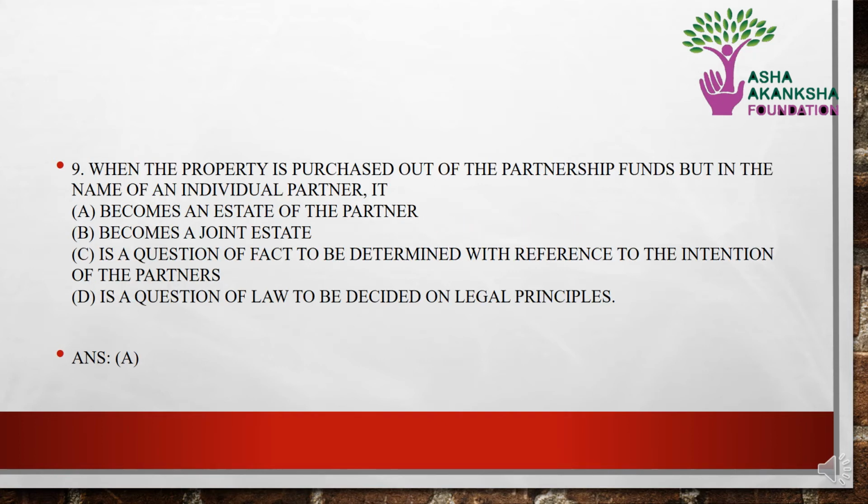The next question is: when the property is purchased out of the partnership fund but in the name of an individual partner, it becomes dash. Options are A, it becomes an estate of the partner, B, it becomes a joint estate, C, it is a question of fact to be determined with reference to the intention of the partners, or D, it is a question of law to be decided on legal principles. The correct answer to this question is option A. That means when a property is purchased out of the partnership fund but in the name of the individual partner, it becomes an estate of the partner.